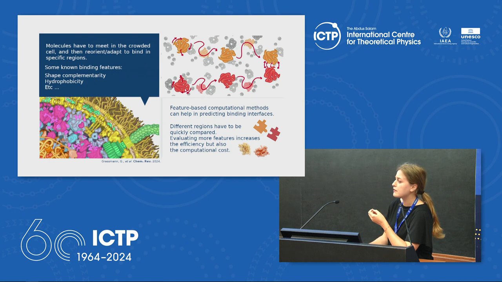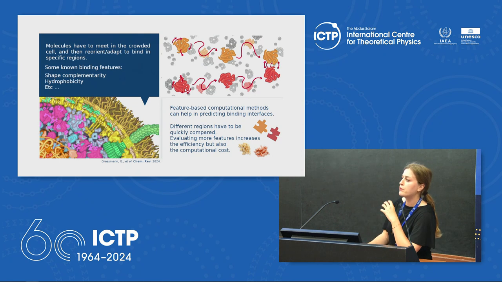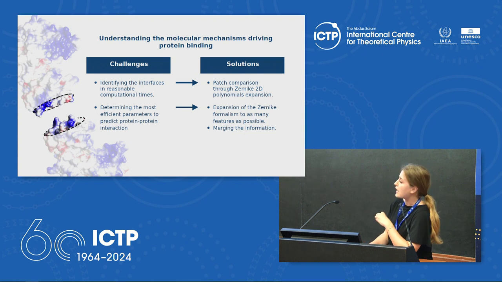However, adding features also increases the computational cost, which is already very high because of the set of possible contacts between patches and of possible relative orientations. So to understand the molecular mechanisms driving protein interaction and predict their binding, we have to identify the interfaces in reasonable computational times by determining the most efficient parameters to do this. To face these two challenges, we are developing this computational method based on the Zernike two-dimensional polynomial expansion to evaluate the complementarity of as many features as possible.